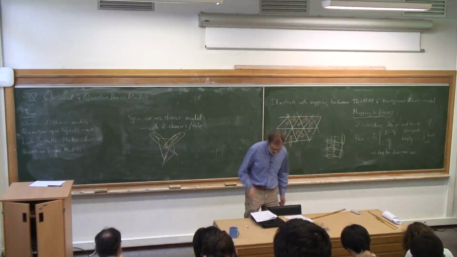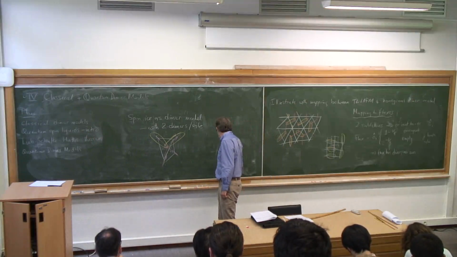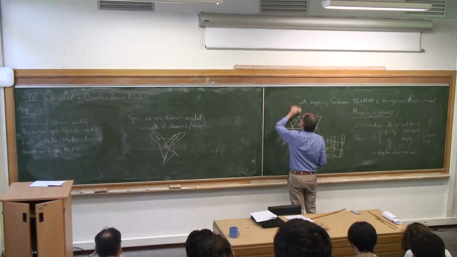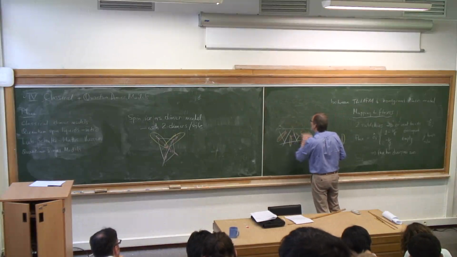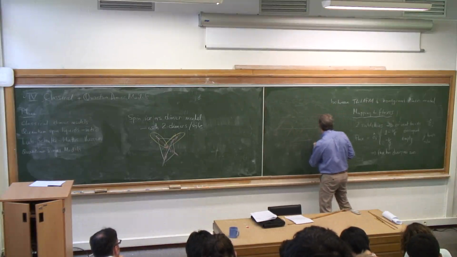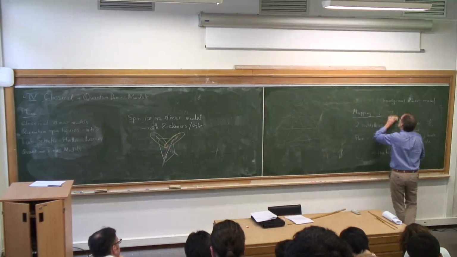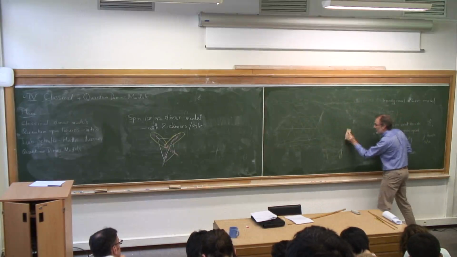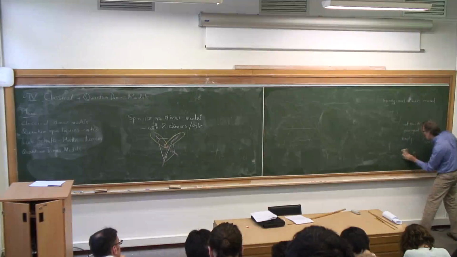Okay, so there are 2 more points that I want to make about dimer models. The first is to do with fractionalization and deconfinement, essentially generalizing the things that we said about monopoles in spin ice to this broader setting.